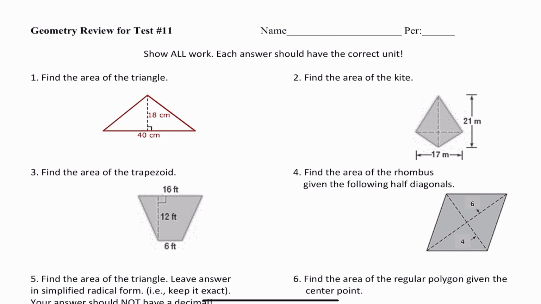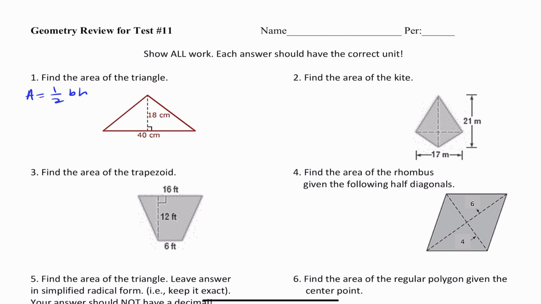All right, so we're going to look at the first page of the test review. Find the area of the triangle. Now remember the formula for that is A equals 1/2 the base times the height. And remember that the base and the height are always perpendicular to each other. So here's my base, and this is my height.